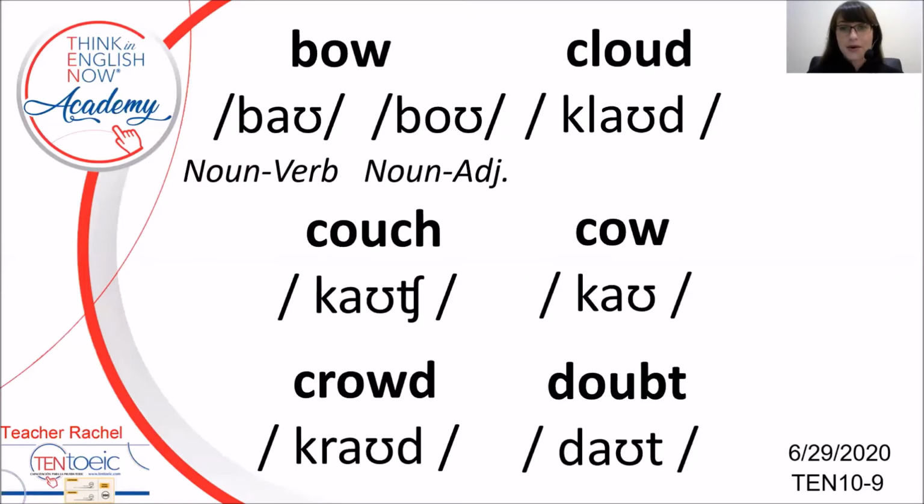Next one, cow. This is an animal, and it usually is on a farm. They have many cows. We get milk from cows, and also we get meat from cows.